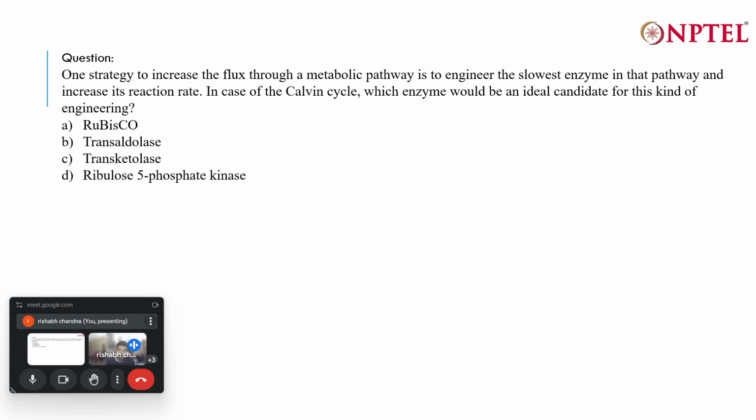One strategy to increase the flux through a metabolic pathway is to engineer the slowest enzyme in that pathway and increase its reaction rate. In case of the Calvin cycle, which enzyme would be an ideal candidate for this kind of engineering? So, what can be the correct answer?